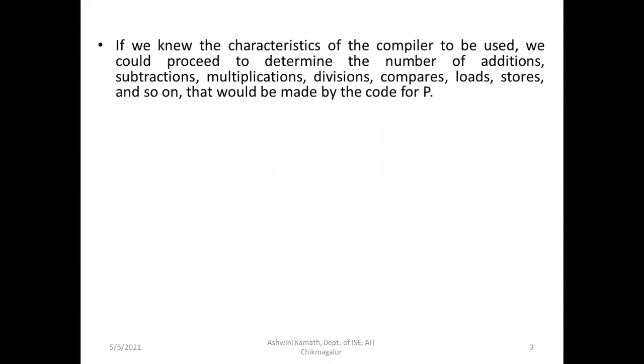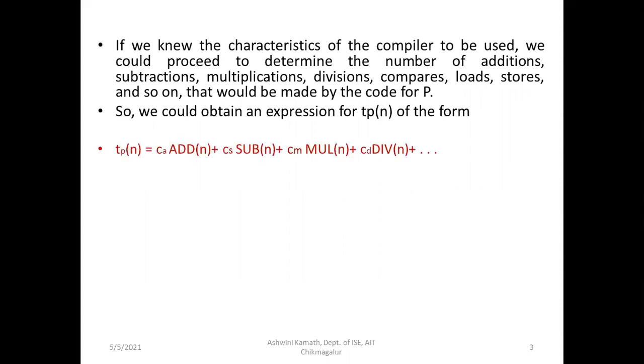If your code has all these operations, and if we know the compiler characteristics, that is, how much time it takes for addition, for subtraction, for multiplication, then we can determine the value of TP of n directly. That is, TP of n is equal to CA times add of n, plus CS times sub of n, plus CM times multiplication of n, plus CD times division of n, plus so on.